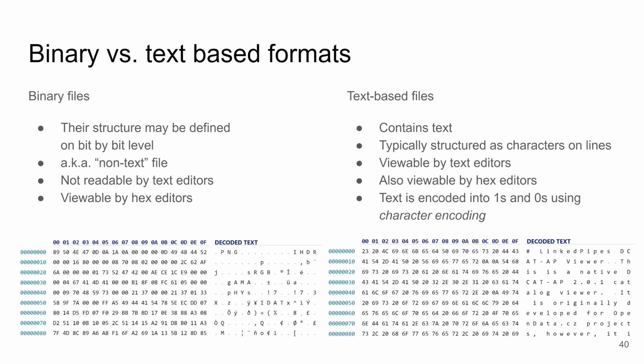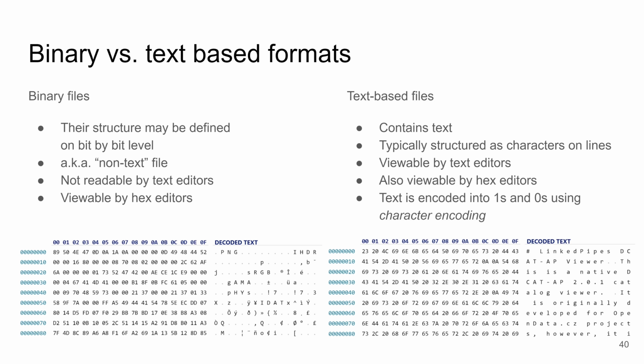So the true difference is that in binary files, the structure is described on a bit-by-bit level. So you can say that the first 3 bits represent something and the next 4 bits represent something else. And how can you spot a binary file? Well, it's quite easy, because when you open it in a text editor, you will not be able to read it, because text-based files are readable by humans and you can open them in a text editor.